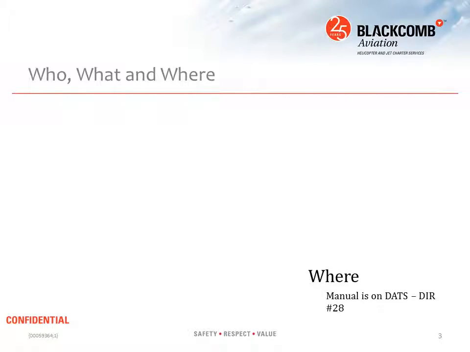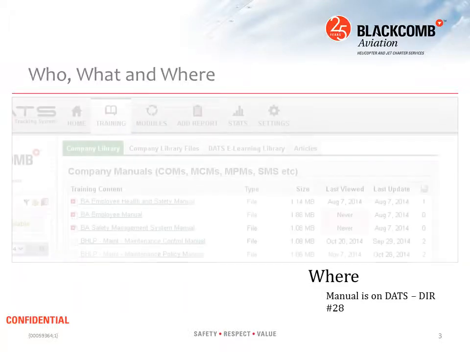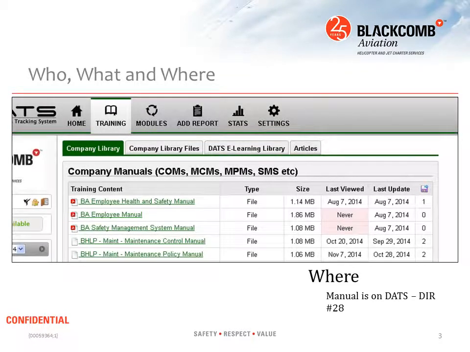Where? You can find a controlled copy of this manual in the document library in DATS. It is under the section Company Manuals and is DIR 28. Alternatively, you can search Company Library Files for Audit Manual.